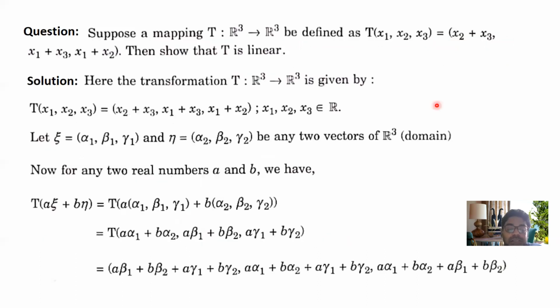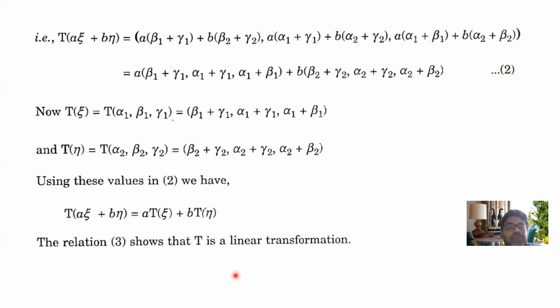So from the last, if you take a common from both, that is a times (beta 1 plus gamma 1) plus b times (beta 2 plus gamma 2). In the same way, if you take a common, you have one a, another a, and another a. So you may write a times (beta 1 plus gamma 1, alpha 1 plus gamma 1, alpha 1 plus beta 1) plus b times (beta 2 plus gamma 2, alpha 2 plus gamma 2, alpha 2 plus beta 2). This is equation number 2.